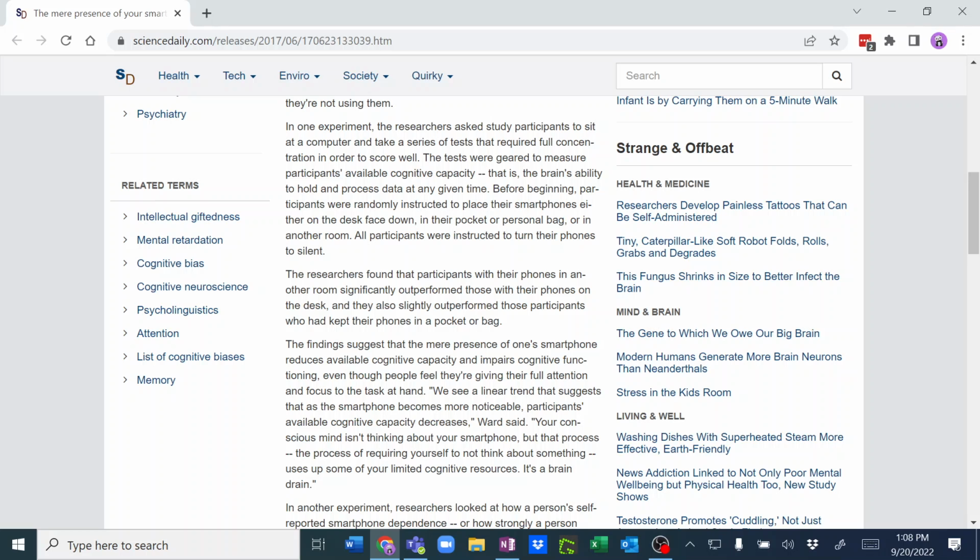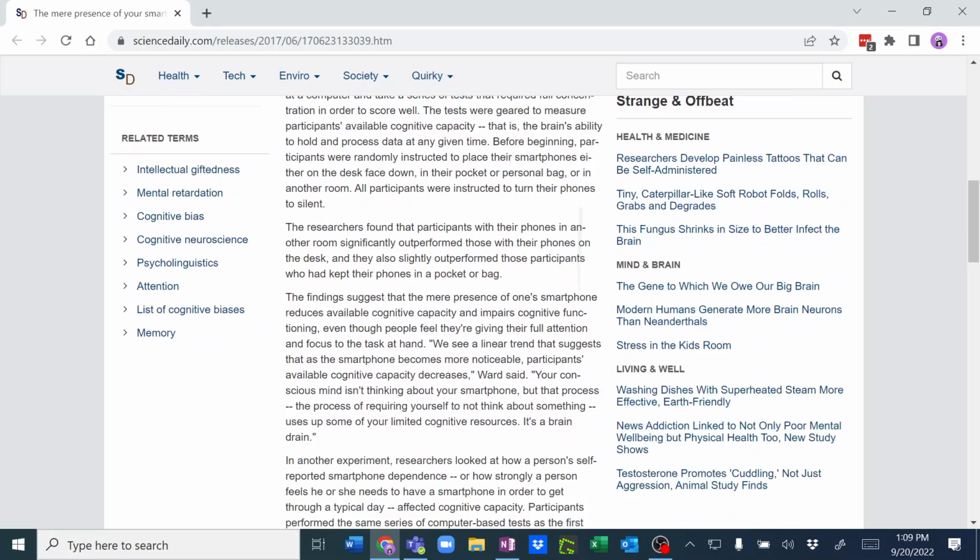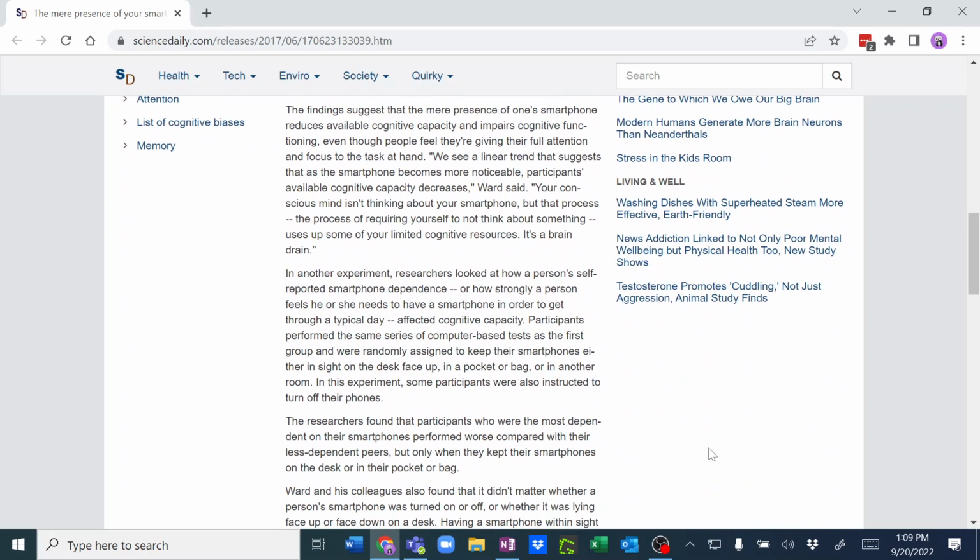Oh, it says it was a series of tests that required full concentration in order to score well. So something that required concentration. So basically what they're saying is that your phone takes away your concentration because you actually have to tell your brain to stop thinking about your phone so you can focus on your work, right? You're not consciously doing that, but subconsciously you're thinking, okay, work, not okay, phone. So anywho, that was one of them. And next day I will show you the ones on the Pomodoro technique.